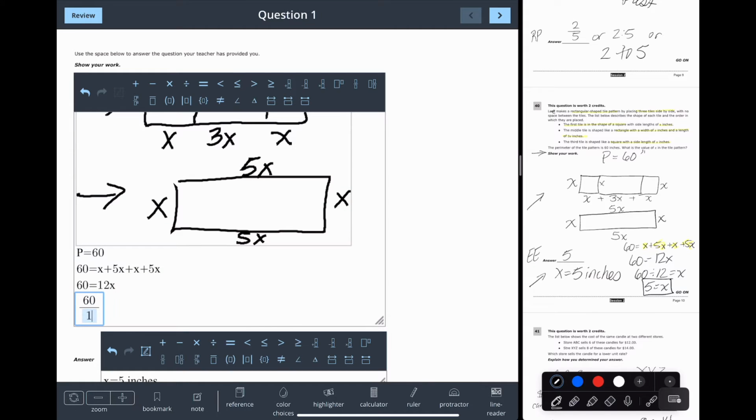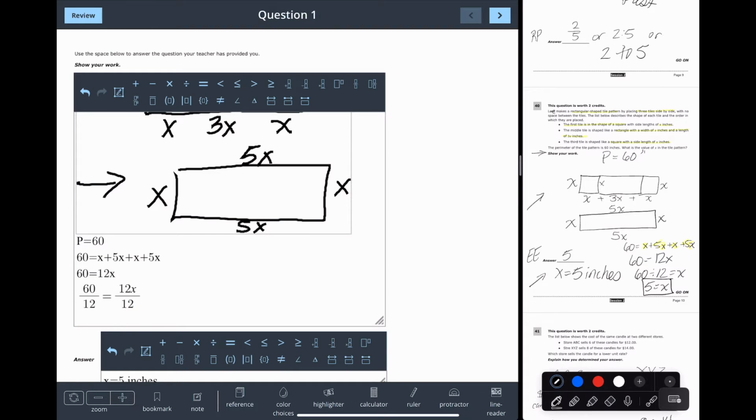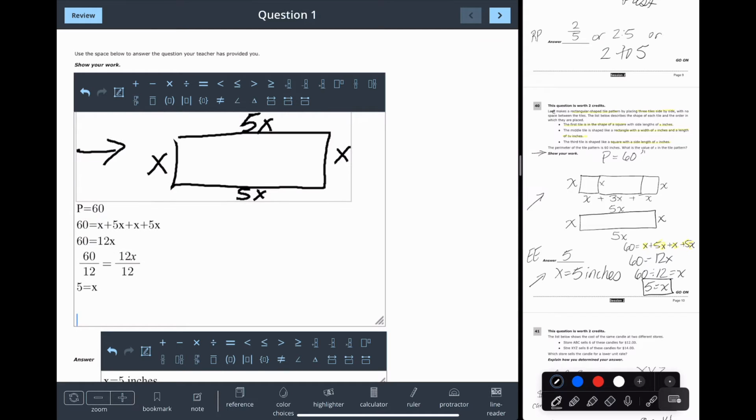60 divided by 12 is equal to, I'll draw another one, 12 divided by 12. So I can just leave this. And then I know my answer to that was 5 is equal to x. That's one way you can show your work.